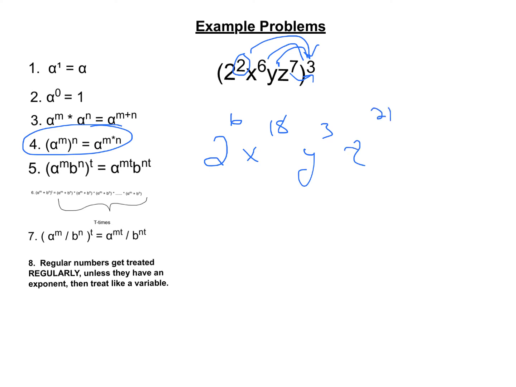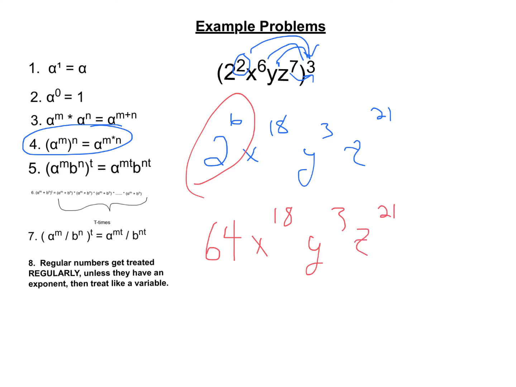Now, one last thing we have to do, we have to evaluate this. And 2 to the sixth is 64. X to the 18th, y to the third, z to the 21st. And there it is.